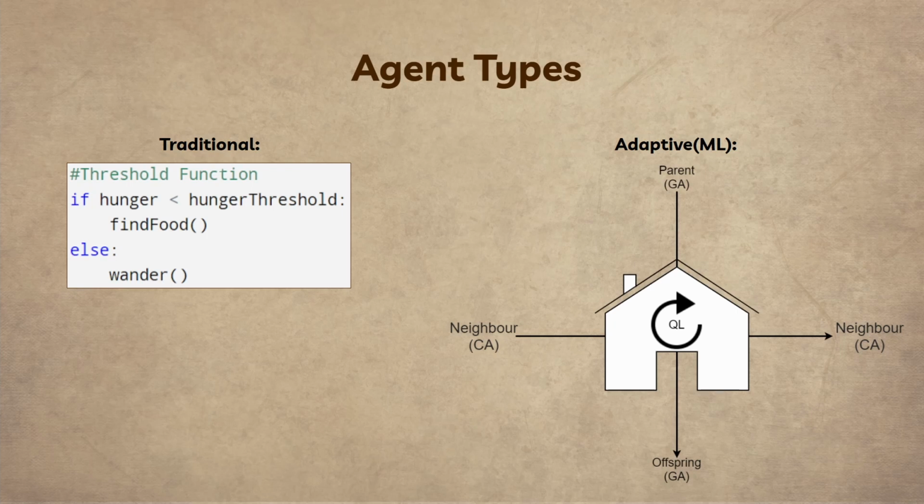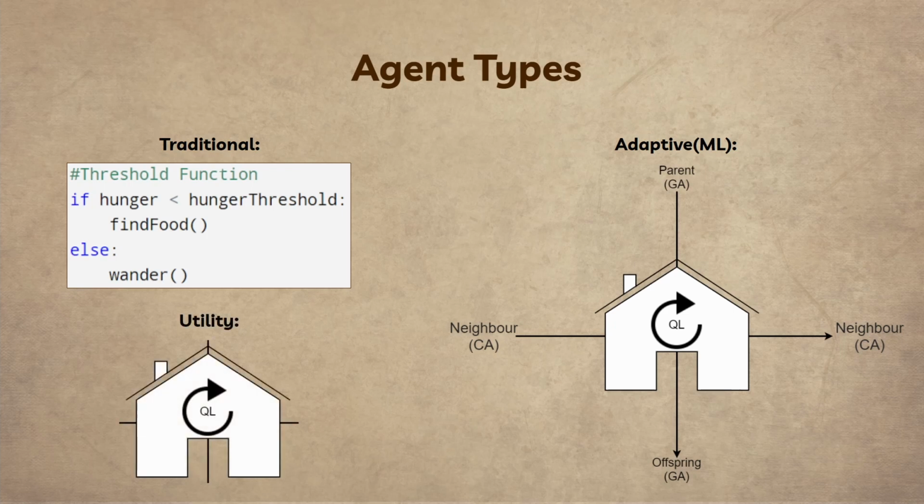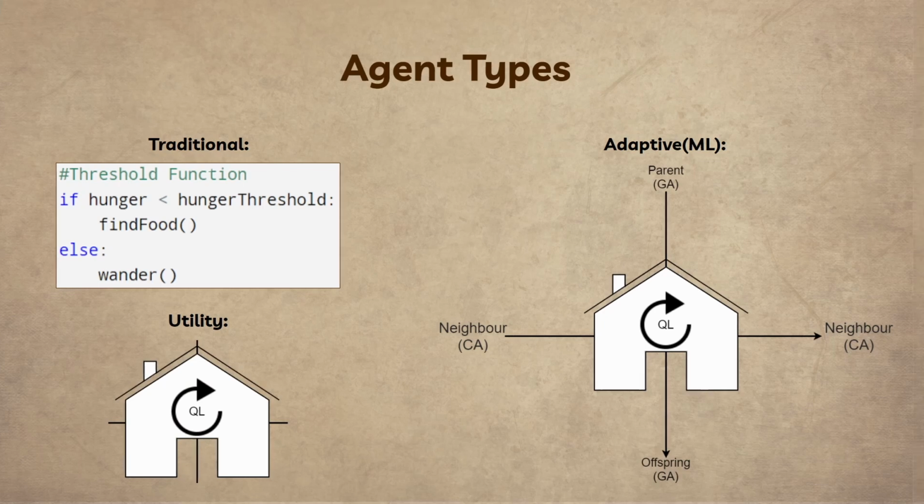Finally, we have a cultural algorithm which propagates those same behaviors from one agent to another agent within the same settlement. Early on in our research, we discovered that the traditional agents were extremely finicky. As such, we introduced a third agent type called the utility agent, which simply consists of the Q-learning from our adaptive agents, which affords us greater analytical capability.